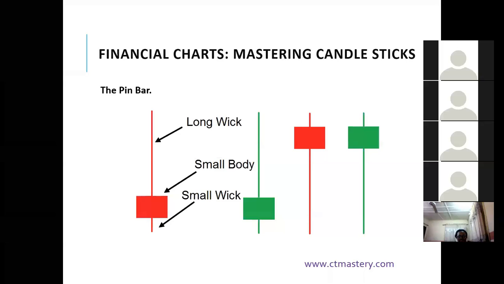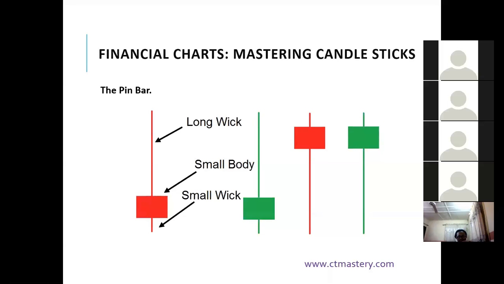So for today, we're starting with the pin bar. The market psychology for all of these is barely the same in a way, because it's always a fight between the bears and the bulls. So the pin bar is a powerful candlestick pattern.